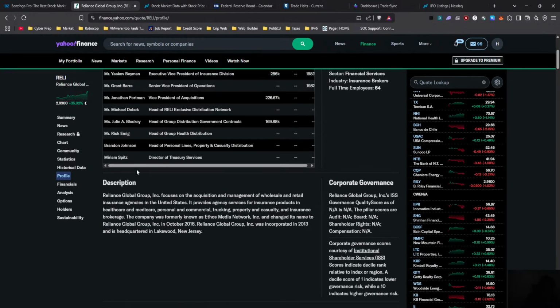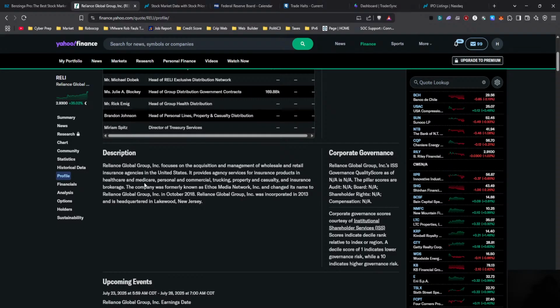So this one, Reliance Global Group Inc. focuses on the acquisition and management of wholesale and retail insurance agencies in the United States. It provides agency services for insurance products in healthcare and Medicare, personal and commercial, trucking, property and casualty, and insurance brokerage. The company was formerly known as Ethos Media Network Inc. and changed its name to Reliance Global Group in October 2018. Reliance Global Group was incorporated in 2013 and is headquartered in Lakewood, New Jersey.